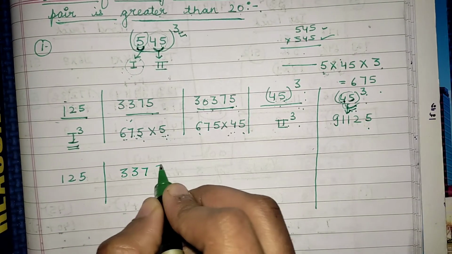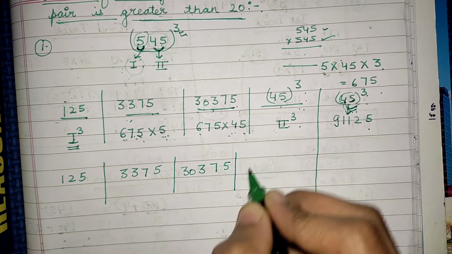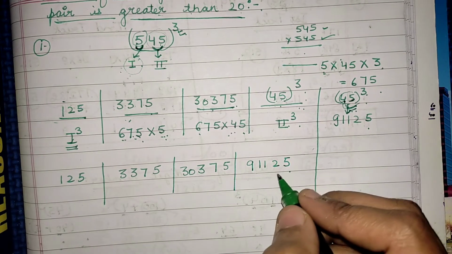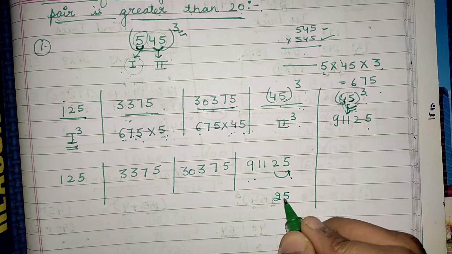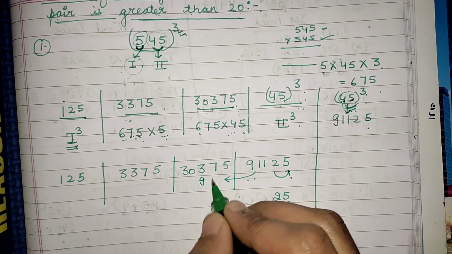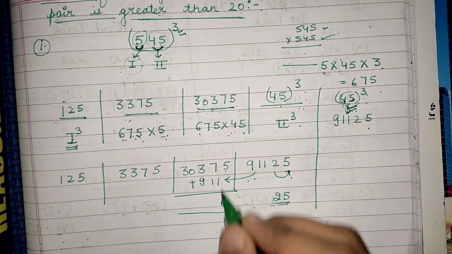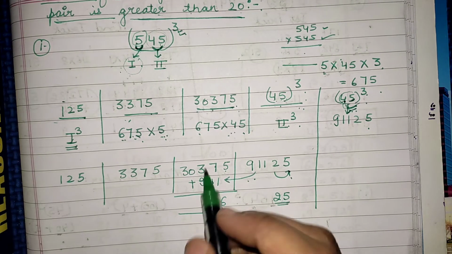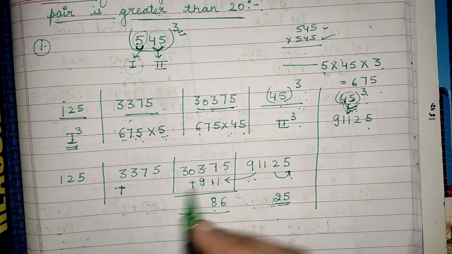So how can you write down your answer? 125, 3375, 30375 and 91125. I have told you that at one place only 2 digits can be there, so take 25 here and add 991 here. Simply write down 2 digits here and take the remaining to this part, because the remaining is going to be added to this part.